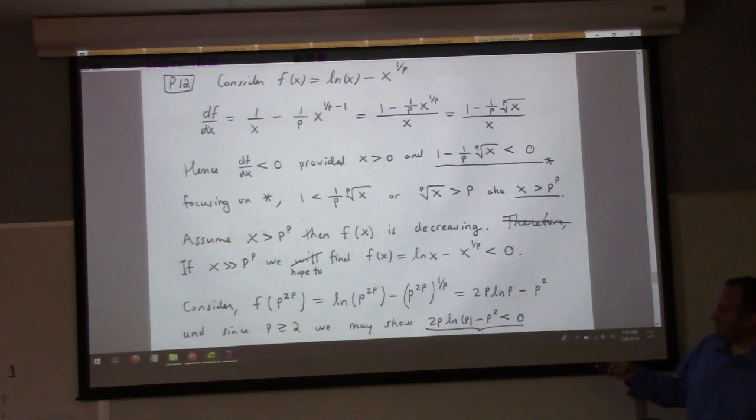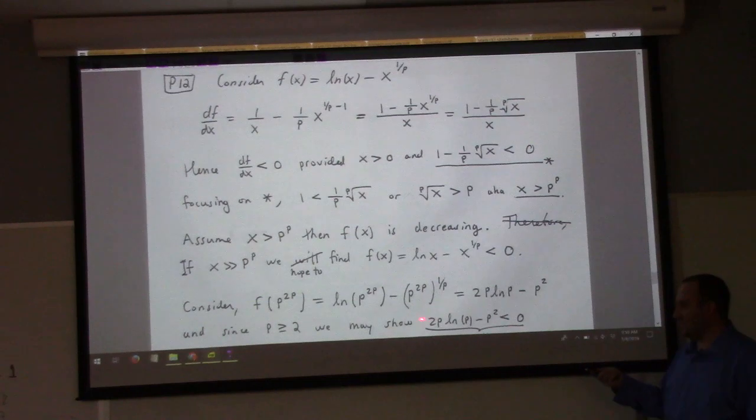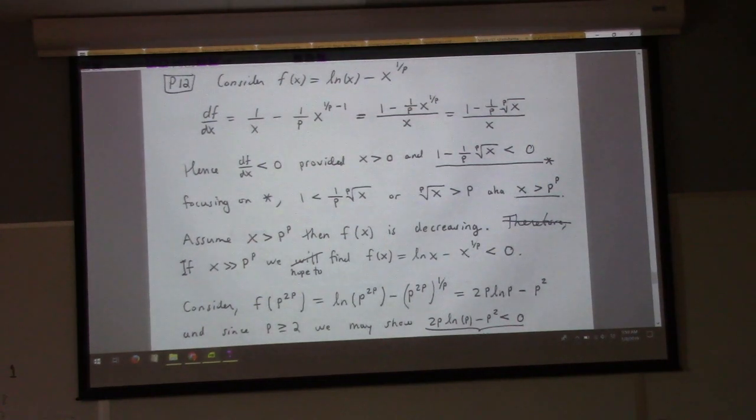So I plug in p to the 2p. You might wonder where p to the 2p comes from. It comes from me tinkering with the p equals 10 case, or 2 case, or something. But if you do plug in p to the 2p, you get this, which is 2p log p minus p squared, which in fact is less than 0. Now you might go, 2p log p minus p squared, why is that less than 0? Well, I'm glad you asked.